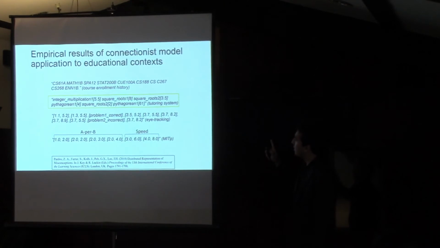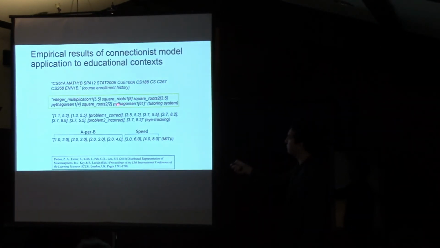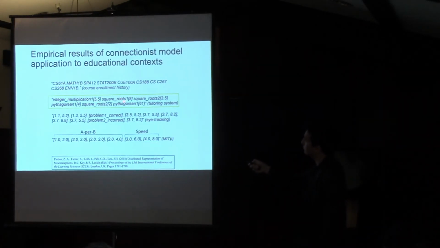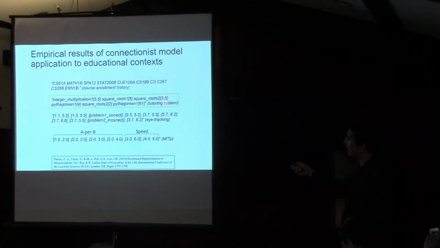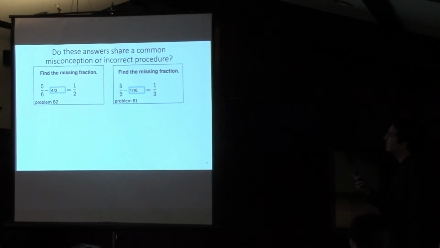So now let's apply this idea to a math context, a problem-solving context, where the sentences are now your answers to every question in a particular math sequence. Integer multiplication, you answered 5.5. Then you answered a square roots question and answered 8. So the actual answer is the sequence. And it's going to help us with this difficult task. Do these answers share a common misconception or incorrect procedure?